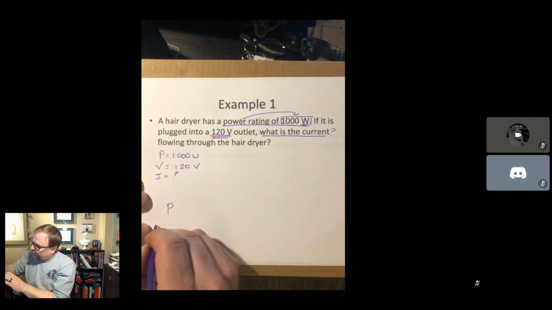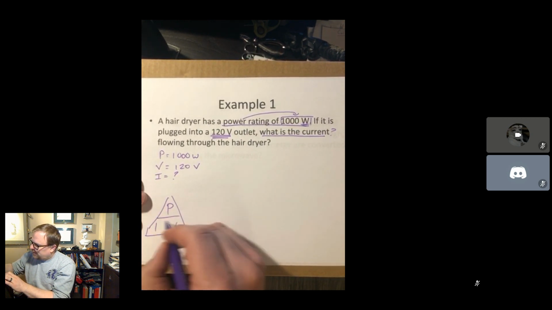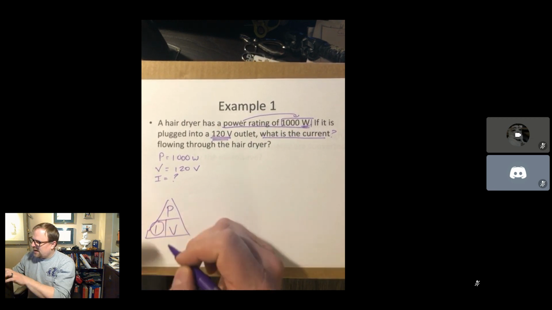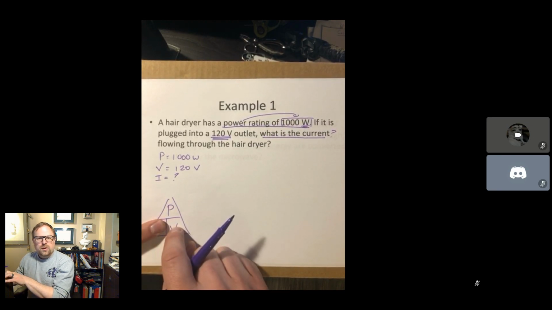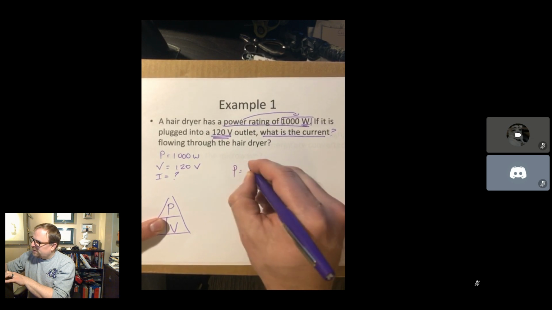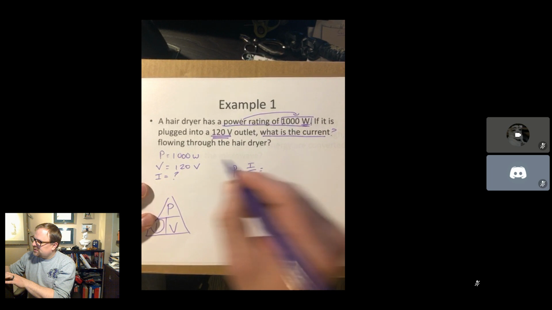Remember our little triangle that we set up on the previous slide. What we're interested in is I. Put your finger over top of it. That means P over V is how we're going to figure this question out. So I'm going to take the formula and then I'm going to substitute my numbers in.